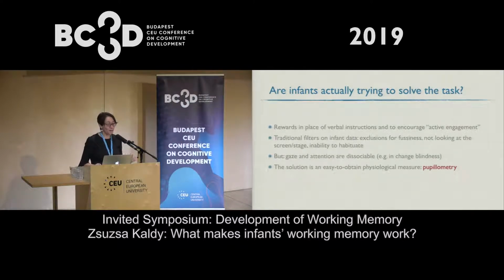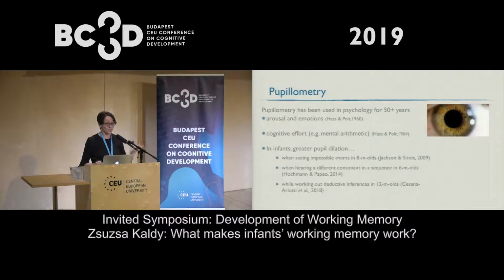You have heard results from Jean-Remy yesterday using pupillometry, so I didn't add a long introduction here, but this is a measure that's been used for more than 50 years in adult cognitive psychology. First, we discovered that it measures reactions to arousal and emotions, but also cognitive effort or mental effort as well. This was shown way back in 1964.